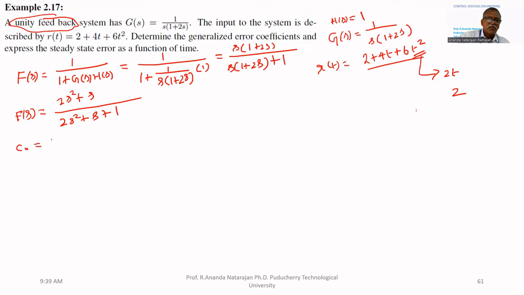C0 equal to limit s tends to 0 of F(s). If you substitute s equal to 0, it becomes 0. C0 equal to 0. C1 equal to limit s tends to 0 of d by ds of F(s).